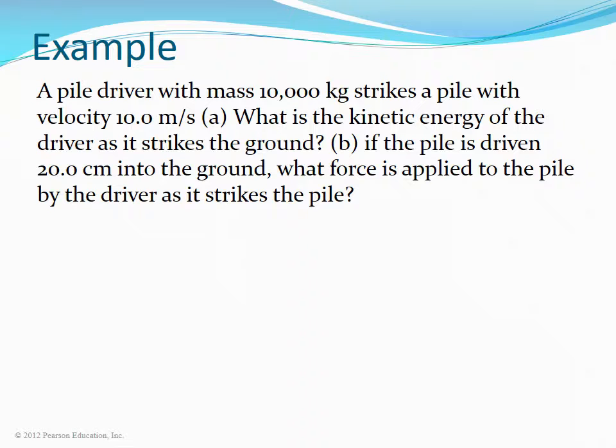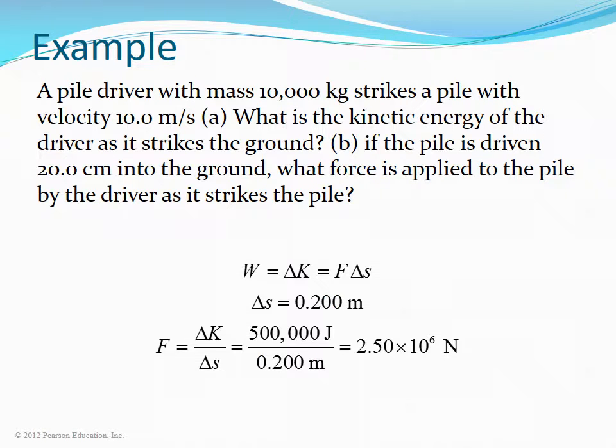The work done is the change in kinetic energy. Since work is force times distance, we can find the force required, which is 2.5 times 10 to the 6th newtons. Notice that we have dropped the minus sign. This is because the work is being done on the pile and must be positive.